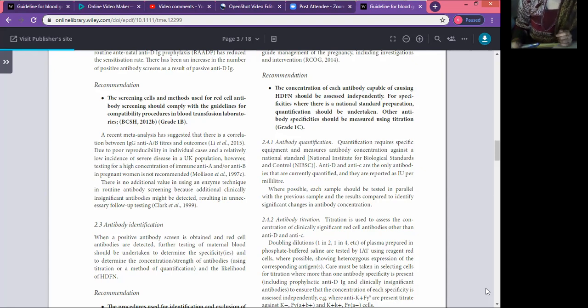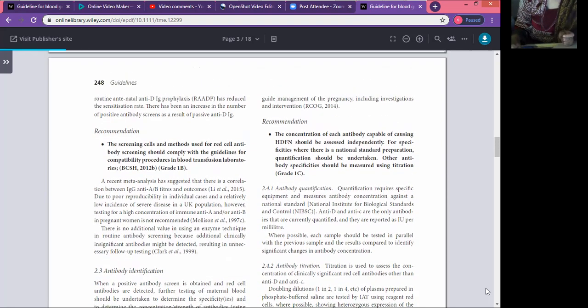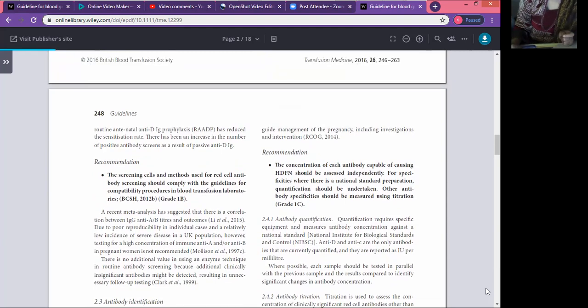Then also, regarding the pregnancy, we need to include any procedures like amniocentesis or chorionic villus sampling that had been done in those patients. So all this history needs to be recorded in that form. So how the phlebotomist needs to take the sample, what credentials of the patient should be entered, and what history should be recorded in the request form have all been outlined.